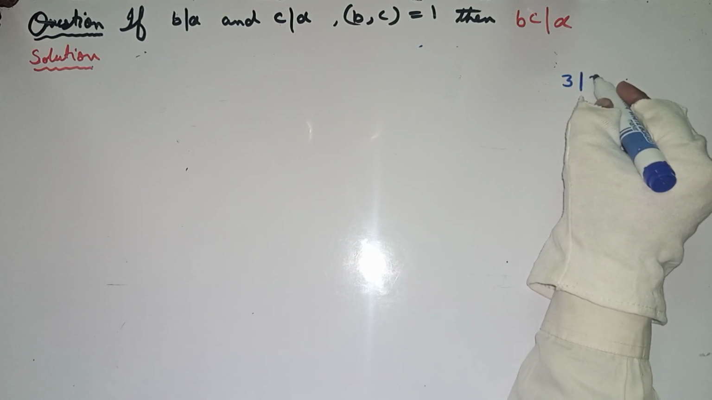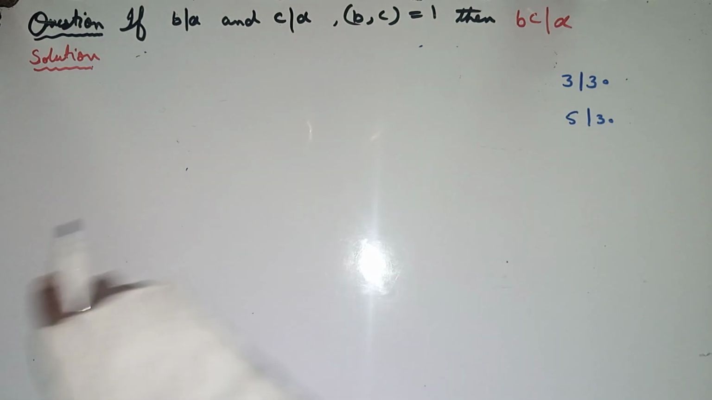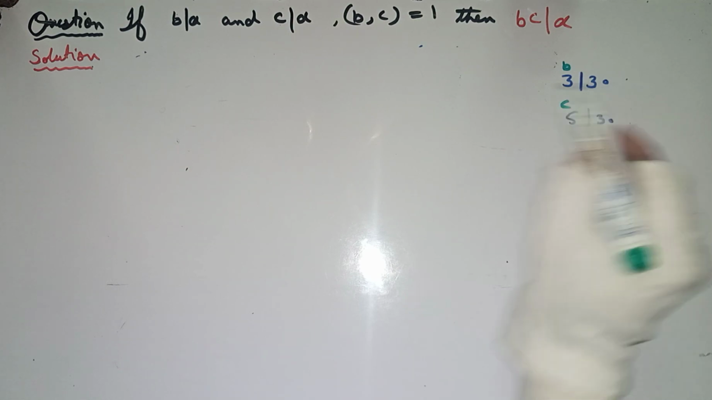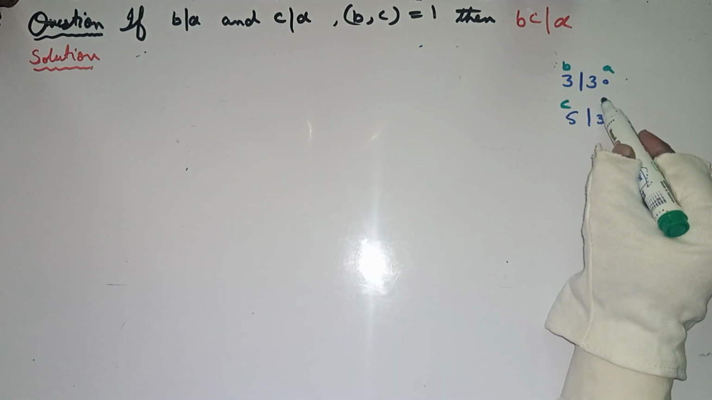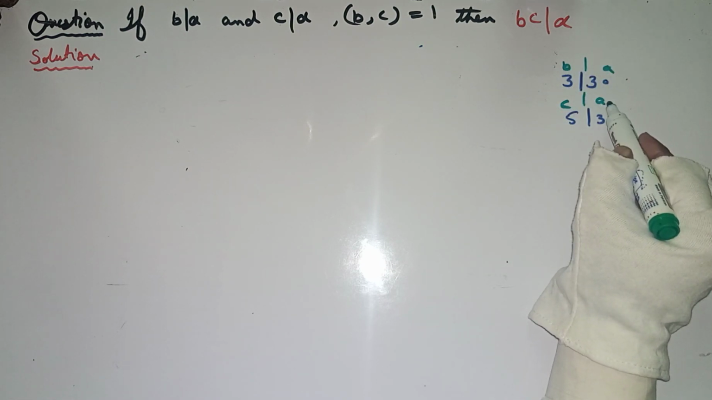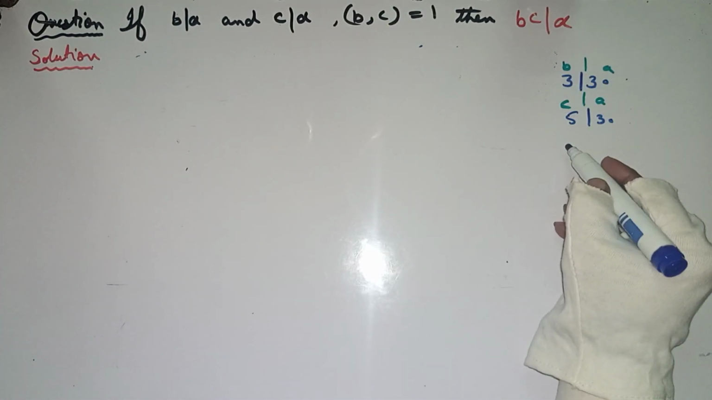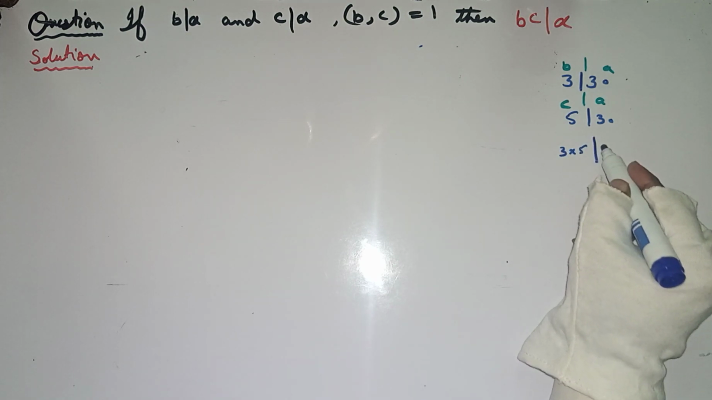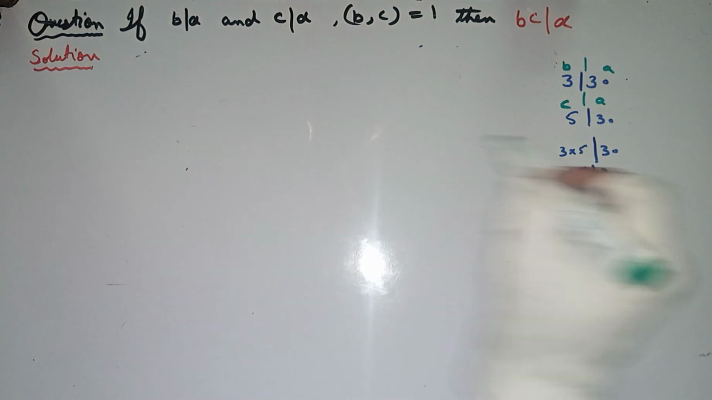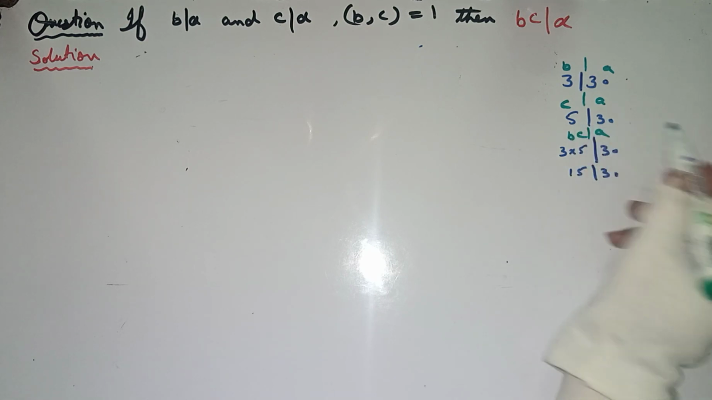If 3 divides 30 and 5 divides 30, here this is B, this is C, and 30 is A. Okay, this means B divides A, C divides A. Then the product of these two numbers, 3 multiplied by 5, divides 30, that means 15 divides 30. The product of these two numbers, B and C, divides A, the same number. Okay, this is our proof.